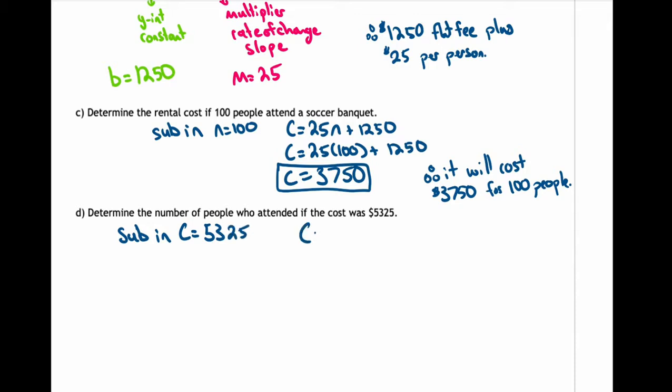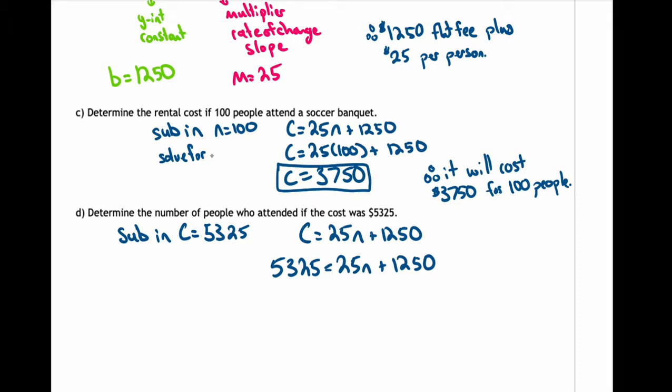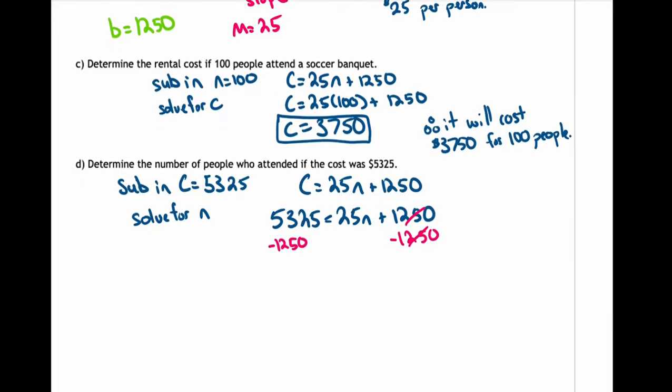We do have our formula, so c equals 25n plus 1250. I know my cost in this scenario is 5,325, so 5,325 equals 25n plus 1250, and now I need to solve for n. So we sub in and solve for n by getting rid of the separate term. We're going to minus 1250 from one side, minus it from the other. You could think of it as taking away the flat fee or the rental fee.